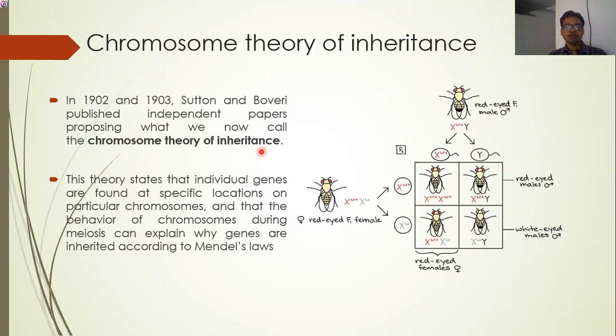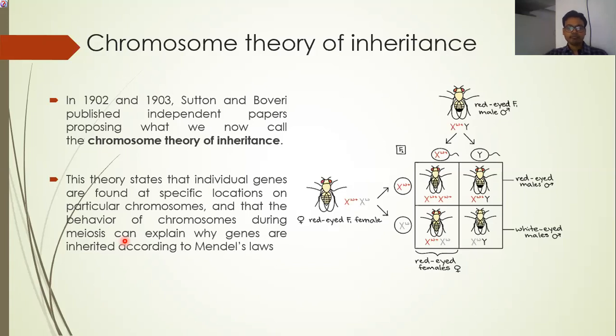There is some logic behind this. Suppose a diploid organism has two chromosomes, that is, one pair of chromosomes. During gamete formation, the chromosomes become segregated from one another, and during fusion both gametes fuse with each other, that is, both chromosomes are brought together, and after that the characters are expressed. This is the logic behind the chromosomal theory of inheritance. This theory states that individual genes are found at a specific location known as a locus, and that the behavior of chromosomes during meiosis can explain why genes are inherited according to Mendel's laws.